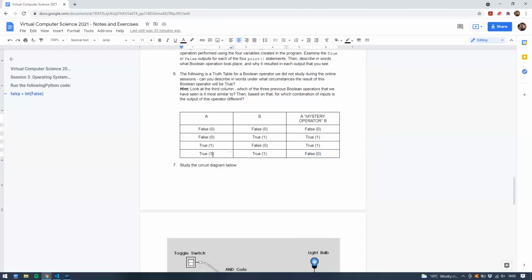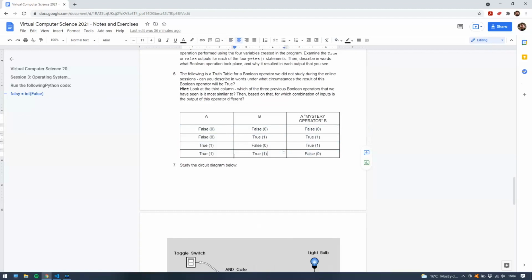But here we've got true, mystery operator, true, giving us a false value. That's not even like the AND operator, because true and true would give you true here. So to me, this is more like the OR operator than the AND operator. It's the same output for the first three rows. These are identical to the OR operator. The only one where it's different is this one, because if this was an OR, this would be true. So how does it differ from the OR operator?